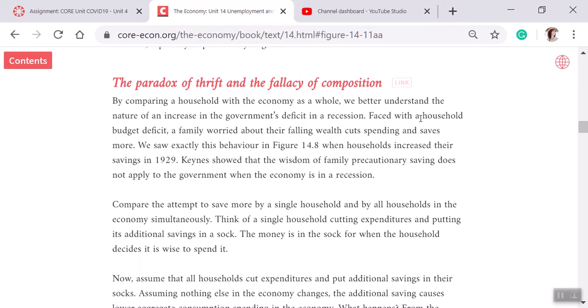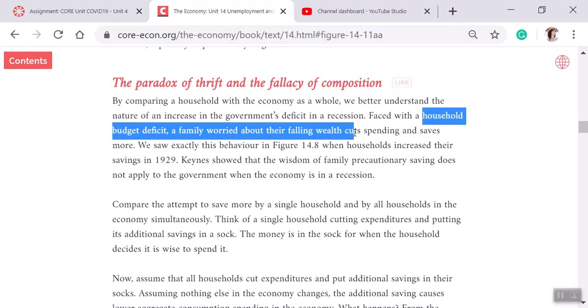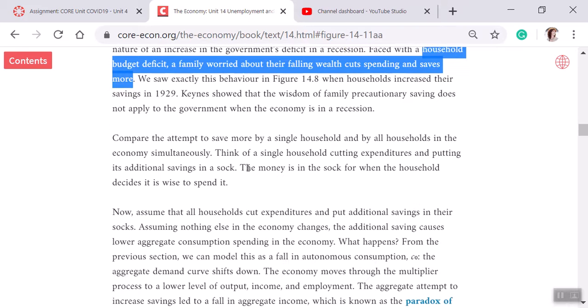So let's say in a house, if you have a budget deficit, right, you don't have enough money to pay the bills, the family could be worrying about their falling wealth, okay? So they'll cut their spending, right? They might not be going out to eat every night and going out to the movies every weekend. Instead, they might cook at home more, okay, and do Netflix. So it's kind of the same thing when you look at it on a government level, right?